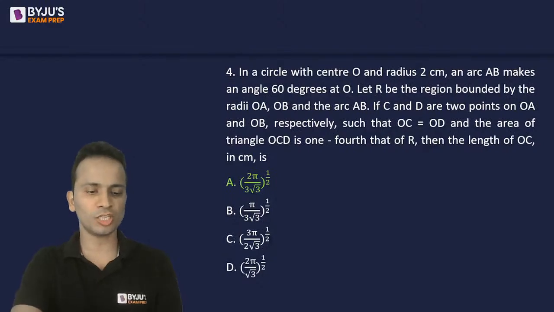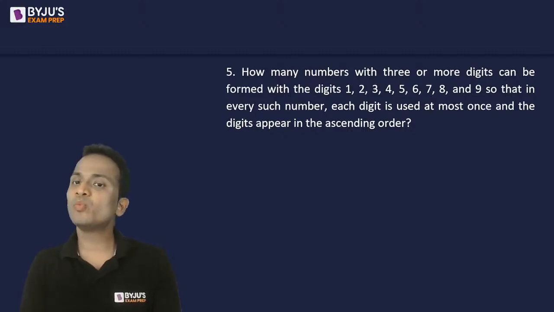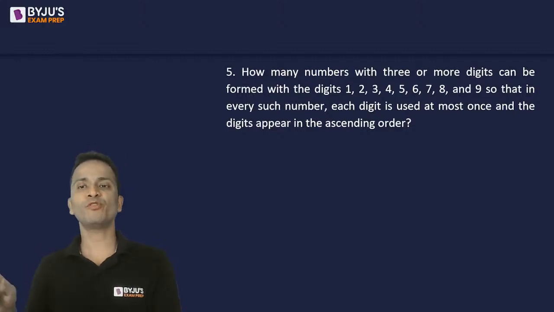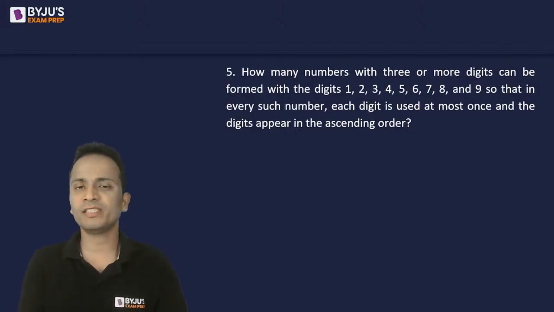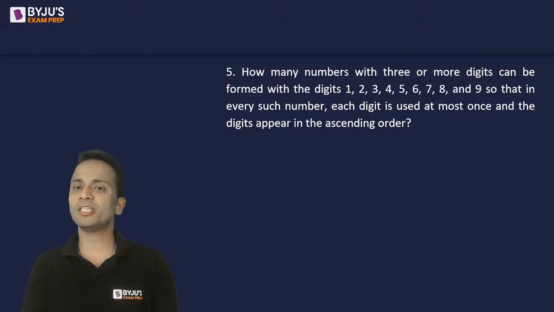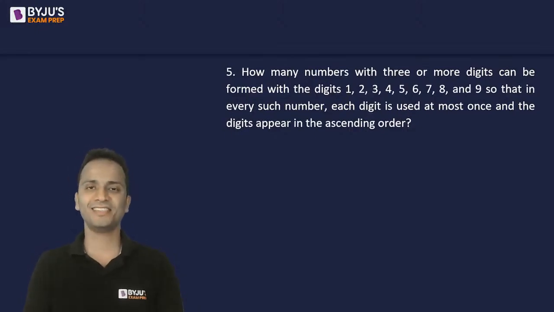Okay. So that was question number 4. Let's quickly move on to question number 5. Now, question number 5. How many numbers with 3 or more digits can be formed with the digits 1, 2, 3, 4, 5, 6, 7, 8, 9? All of them are there except 0. So that in every such number, each digit is used at most once and the digits appear in ascending order.